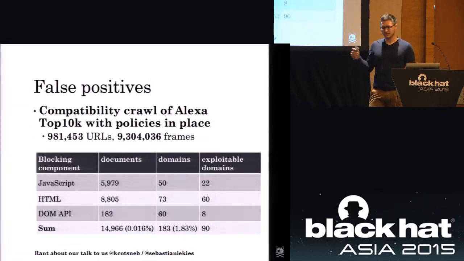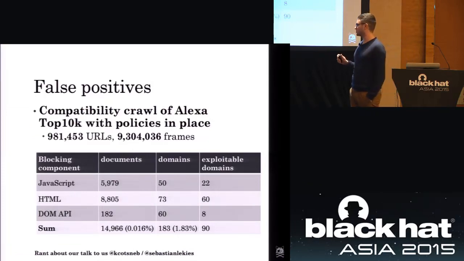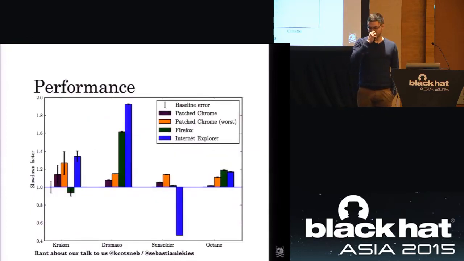And then the third dimension in which we evaluated our approach was performance. We ran 4 benchmarks: Kraken, Dromaeo, SunSpider, and Octane. This line here is the unpatched version of Chrome. Then these two are our patched version of Chrome. The green one is Firefox, and the blue one is Internet Explorer.